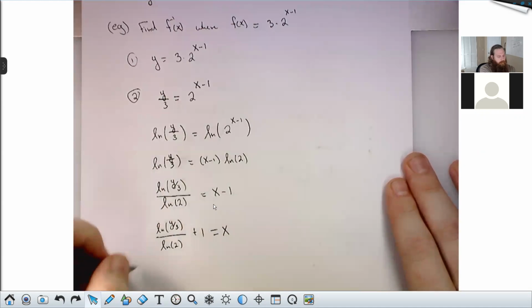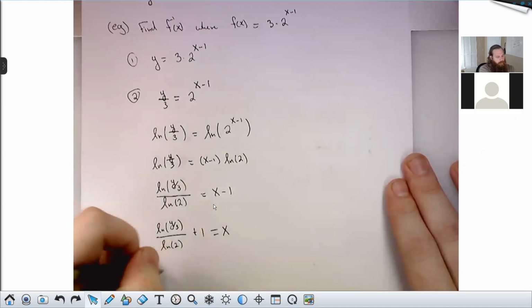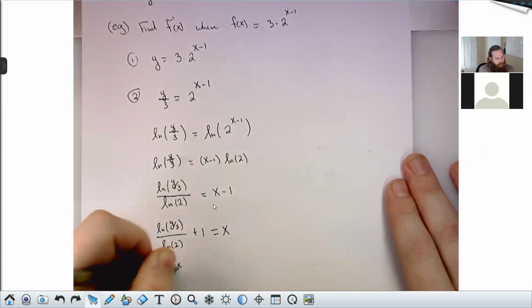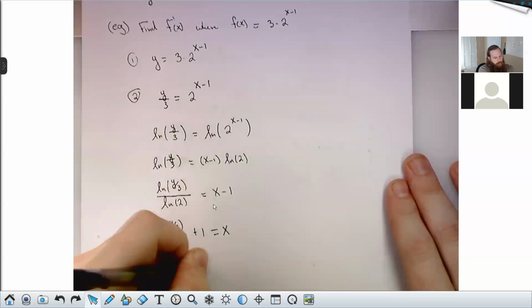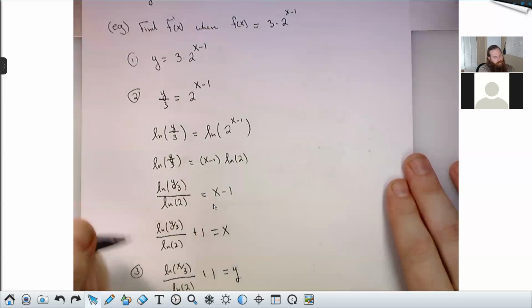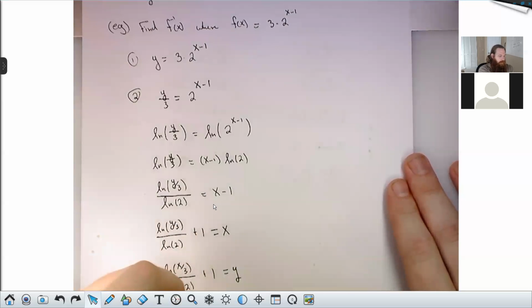And then remember our last steps here. We swap x and y. So I'd say ln of x over 3 divided by ln 2, plus 1, equals y. And then finally, say, okay, f inverse of x is this stuff.